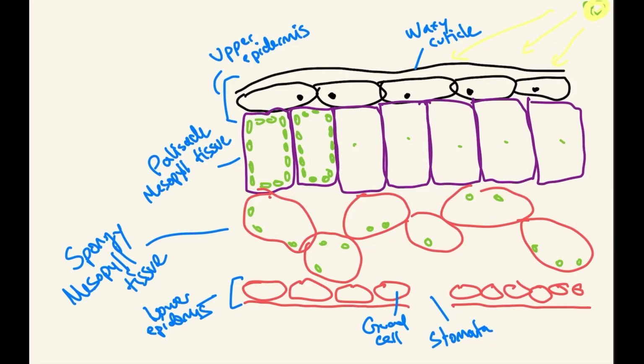So the function of this waxy cuticle layer and the upper epidermis is that the waxy cuticle, firstly, it prevents water loss, and it does that because it's waxy. It's a protective layer on top of the leaf. It prevents the water from evaporating, and obviously water is needed for photosynthesis. And this whole upper epidermis is transparent, and this allows the sunlight to go through and reach the palisade mesophyll layer.